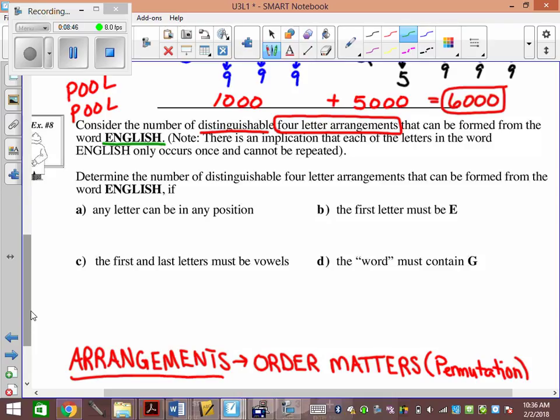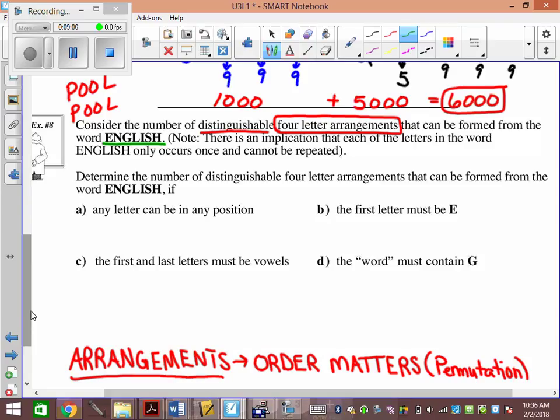So they're not going to say no repetition, because if I gave you the word pool, it has repetition, it's 2 O's, right? If I give you the word English, it has no repetition. So you have to look at the word and decide, does it have repetition or not? And you can only use what they gave you. So they gave you 1 E, 1 N, 1 G, 1 L, 1 I, 1 S, 1 H, okay?